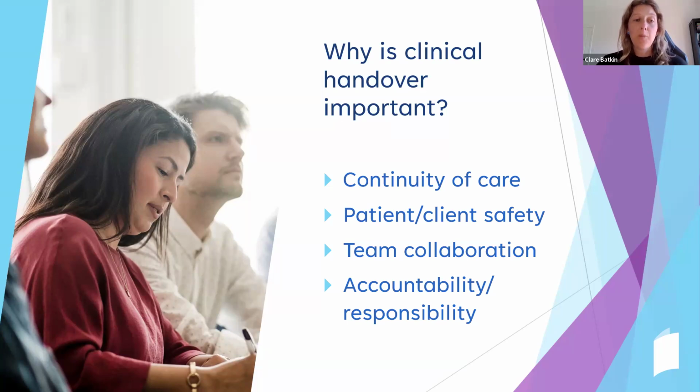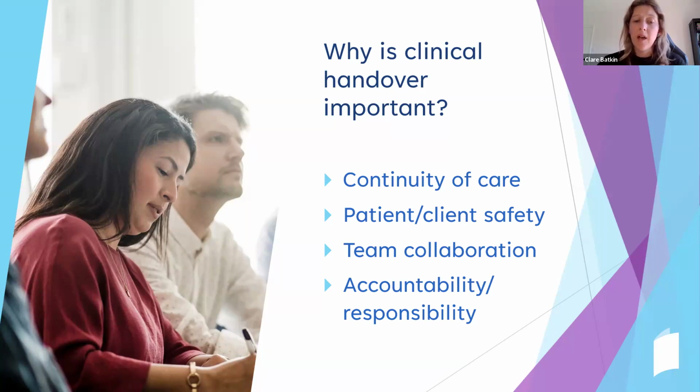It's good for team collaboration. If you're working in a team and it's normal for everyone to provide clinical handover day to day, keeping everyone in the loop with what's happening, that's going to lead to a very good atmosphere of team collaboration because everybody's regularly talking to each other. Everyone's really on top of what the other person's role is within that team as well.